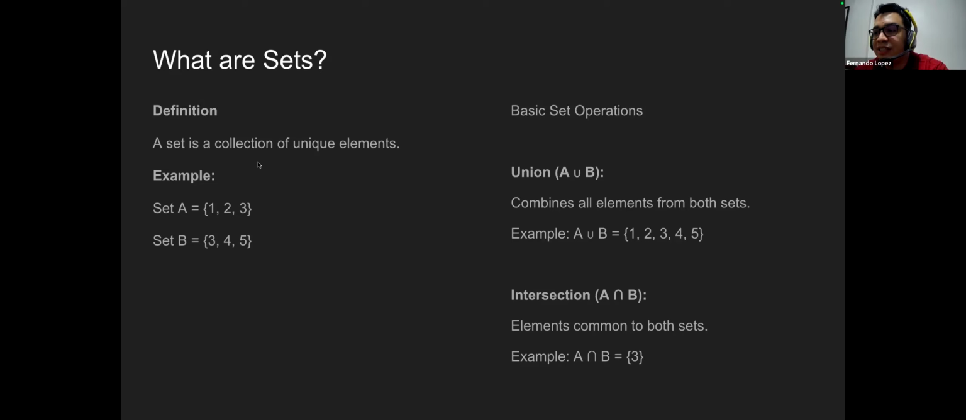I told you that a set is a collection of unique elements. In this case, we have the set A, with content 1, 2, 3, and the set B, with content 3, 4, and 5. We can do some basic operations here: the operation of union and the operation of intersection. The union operation combines all the elements of both sets, but we avoid repeated elements. The union, as you see, is 1, 2, 3, 4, and 5. Do you remember this?